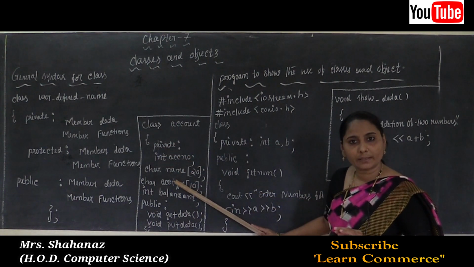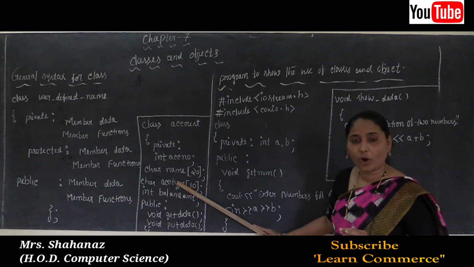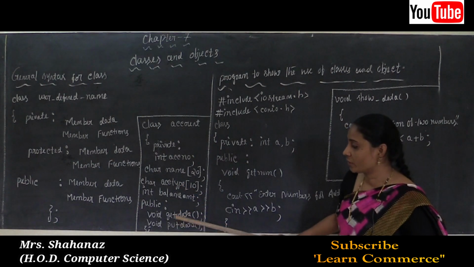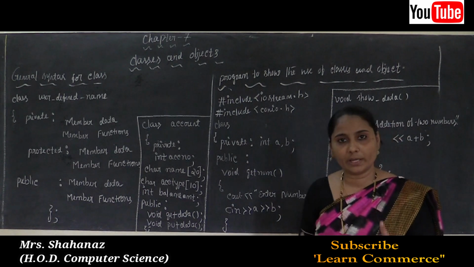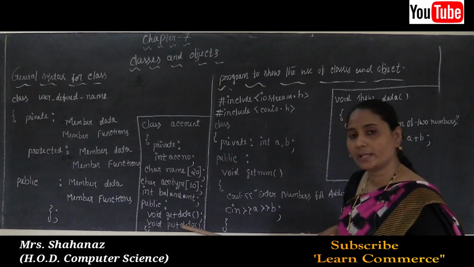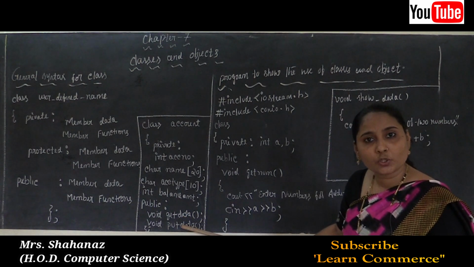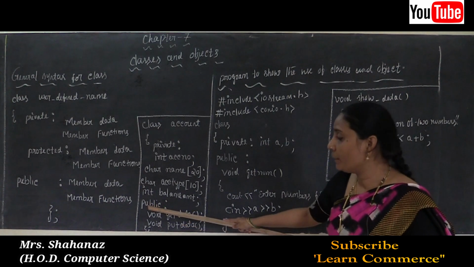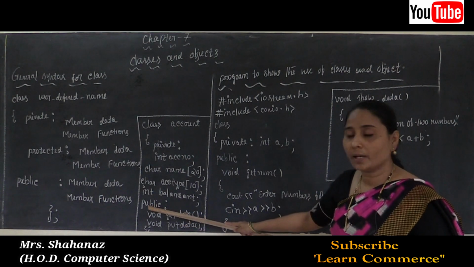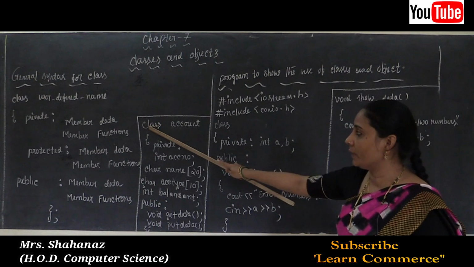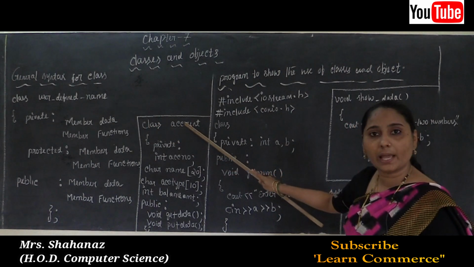So the member data are private by default, and the two member functions, the get data and the put data, are public by default. Okay, here, this is about our keyword class, and the name of the class is account.